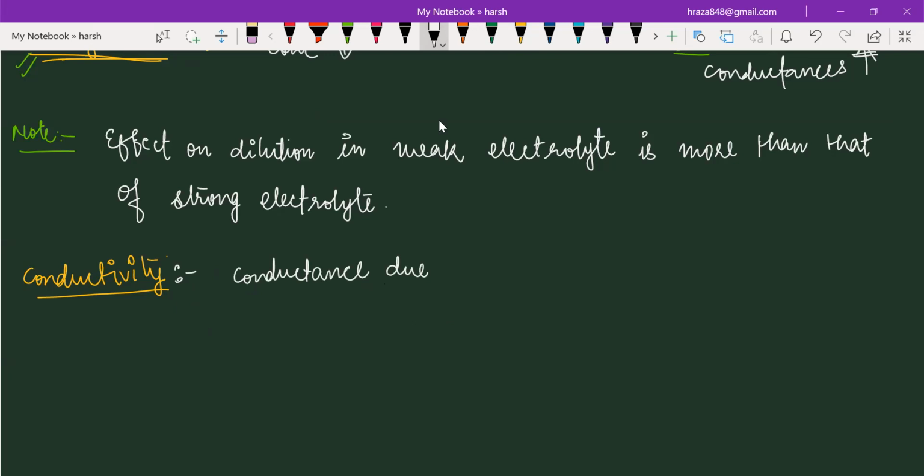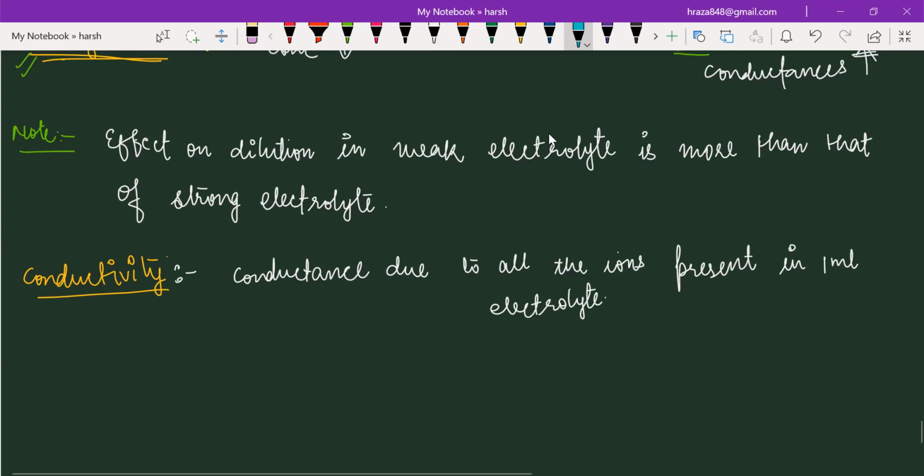What is conductivity? Basically, it is the conductance due to all the ions present in 1 ml of electrolyte. That means the volume is constant here, 1 ml of electrolyte. So conductance due to all the ions in 1 ml of electrolyte is called conductivity, which we denote with kappa.